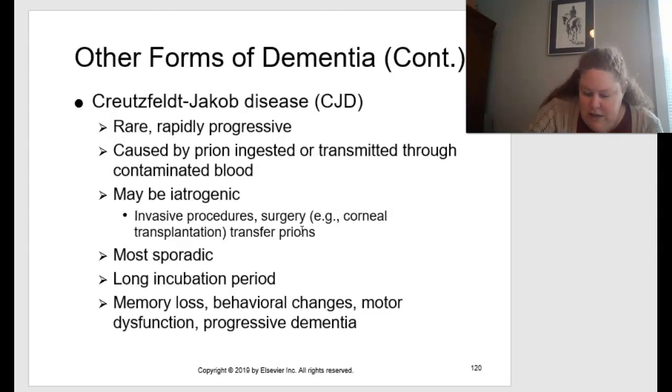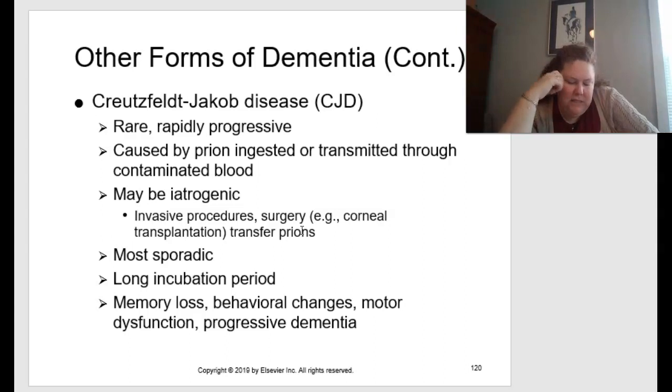And then the last one we're going to talk about is Creutzfeldt-Jakob disease. This is a rare disease, and it is rapidly progressive. And so that's no fun. It's caused by a prion that would be ingested or transmitted through contaminated food. So think of mad cow disease. This is on page 377.